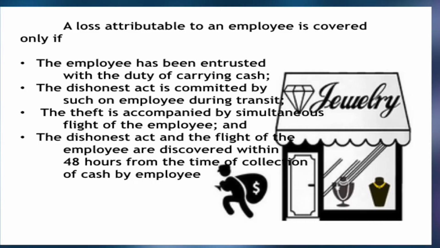In other words, a loss attributable to an employee is covered only if: the first one, the employee has been entrusted with the duty of carrying cash. Second, the dishonest act is committed by such employee during transit. Third, the theft is accompanied by simultaneous flight of the employee, and the fourth one, the dishonest act and the flight of the employee are discovered within 48 hours from the time of collection of cash by the employee.